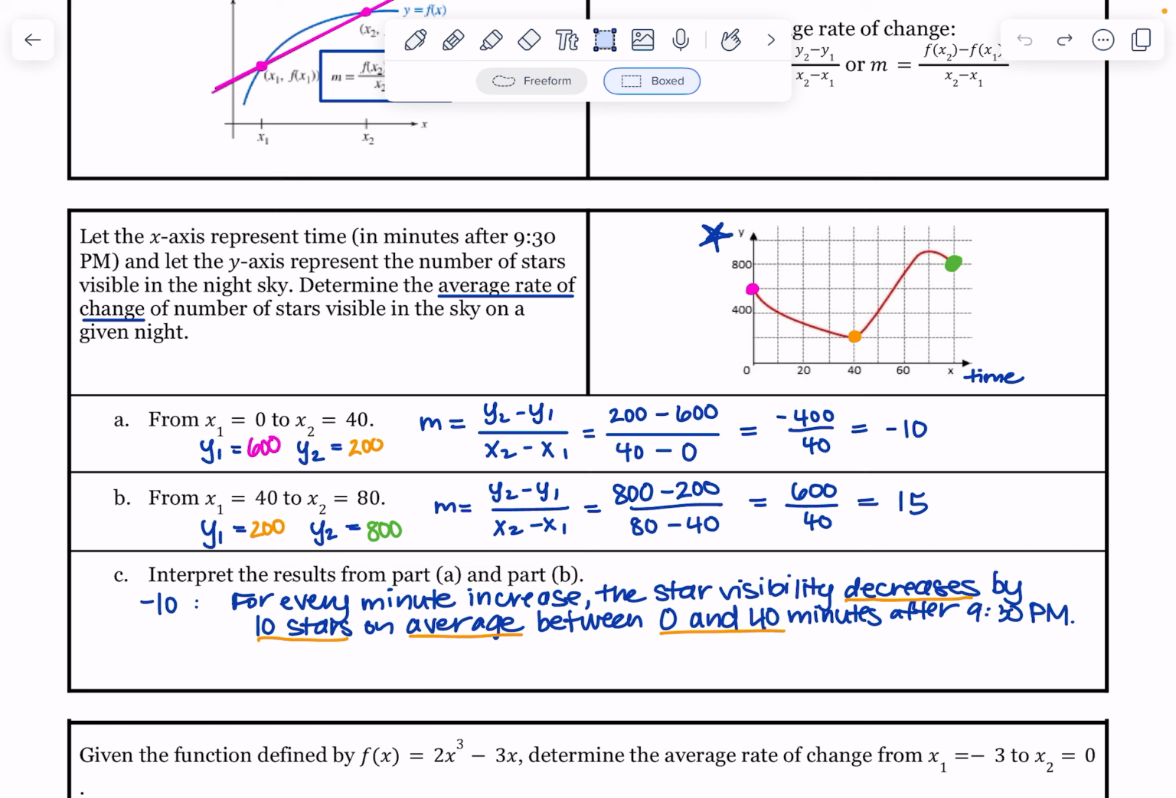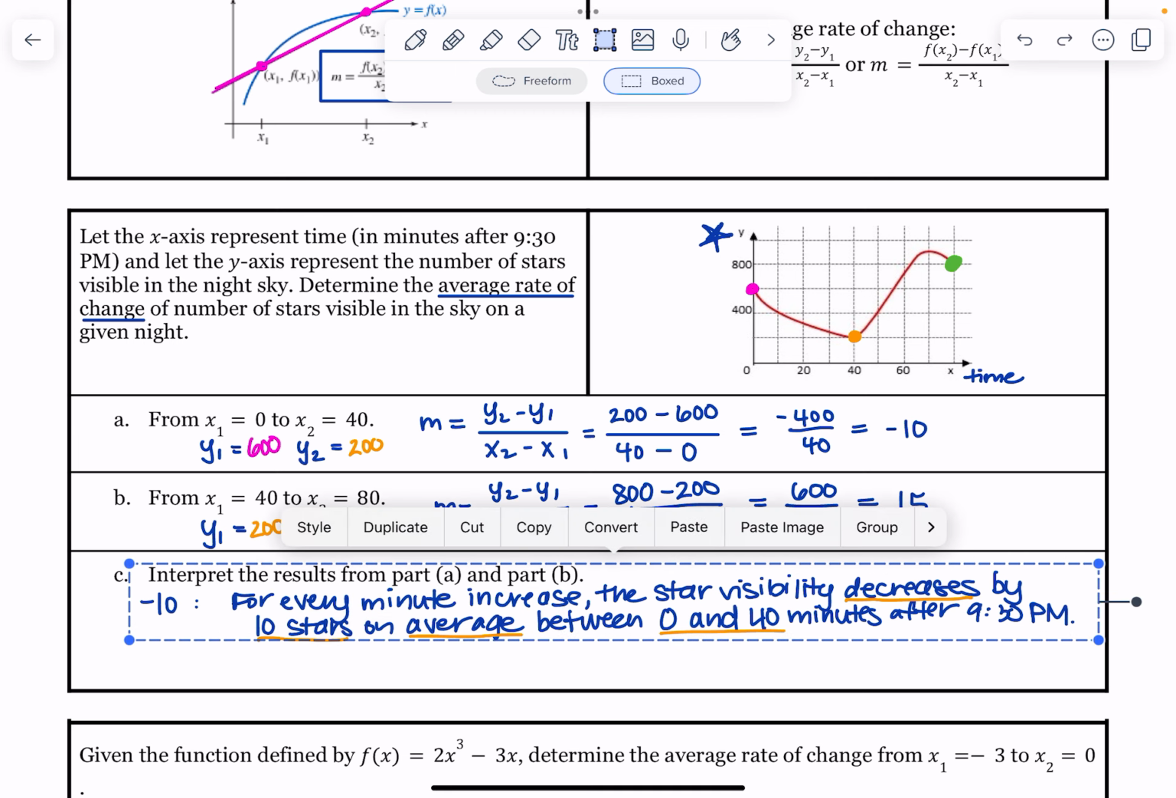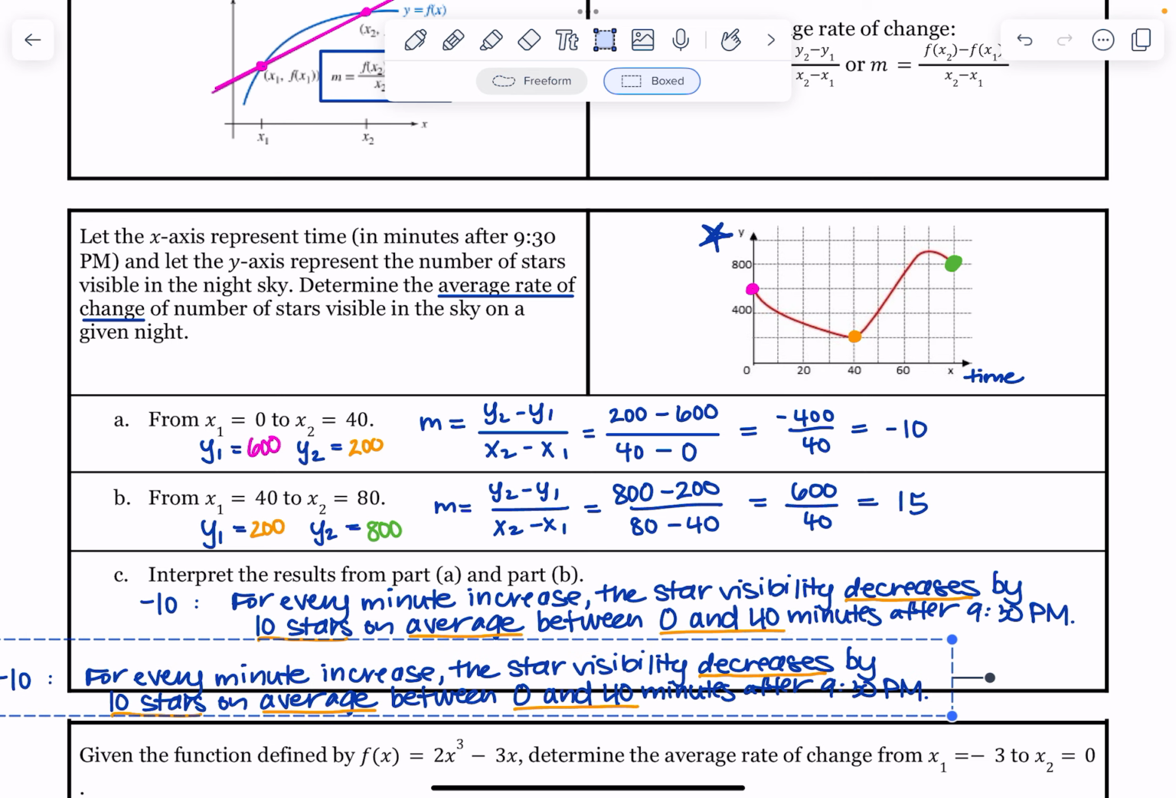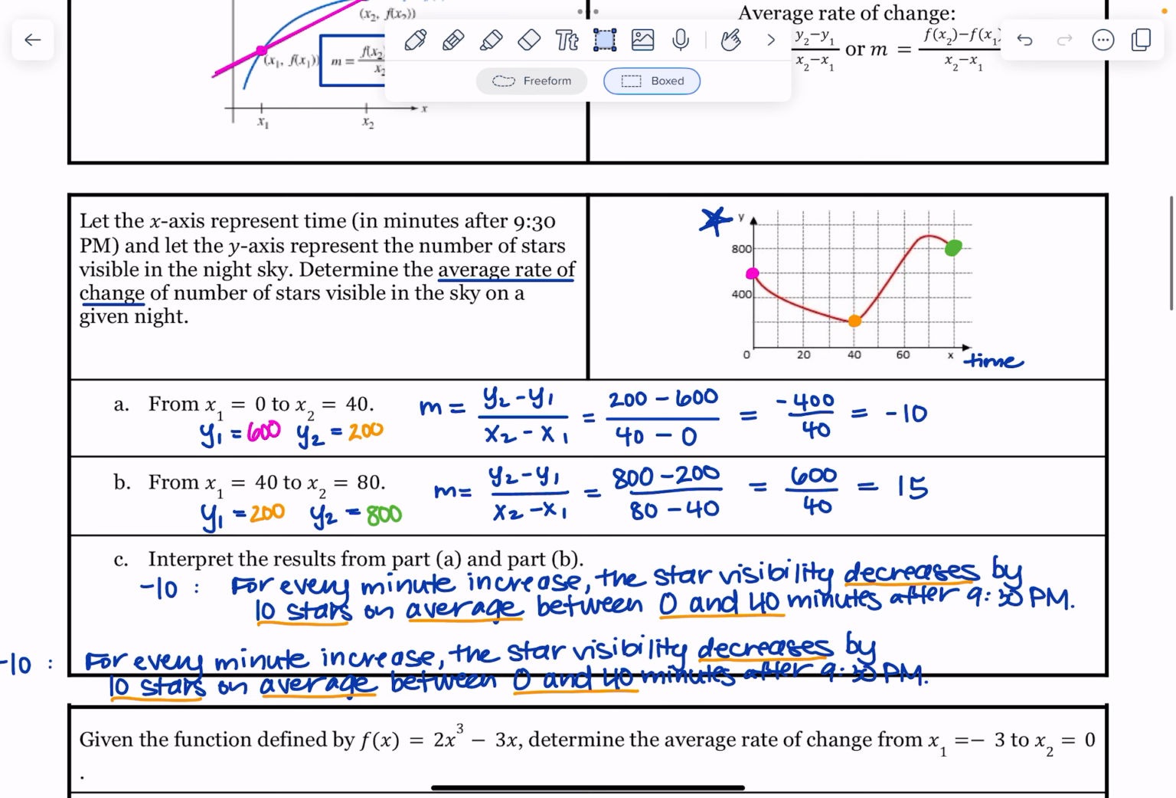Oops, I don't want to paste it as an image. So I don't have to rewrite all that, copy and paste it right below, if I can get it. I lost it. Hold on.